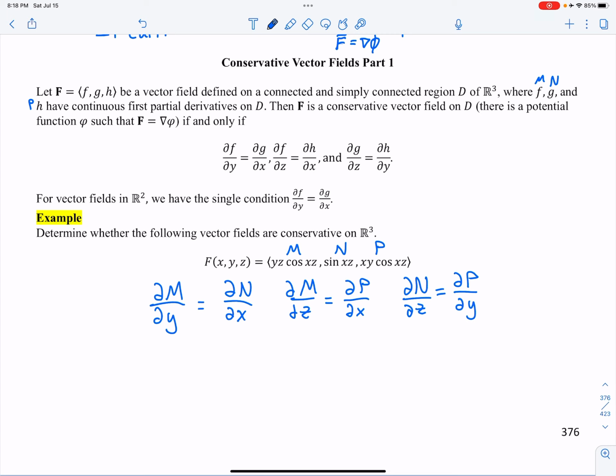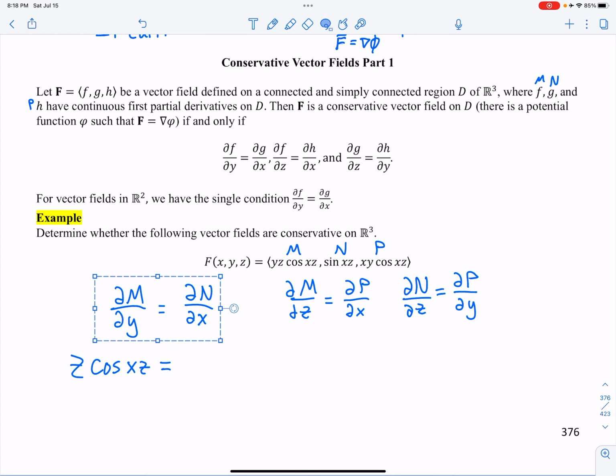Okay, M with respect to Y is going to be, I'm going to go over here and drag my stuff over. With respect to Y, the Y is just going to go away here. So this is Z cosine XZ. And now we're questioning, let me move this over. N with respect to X, that's going to be just a Z and then cosine because it changes, and then we keep our XZ. The Z out front came from the chain rule, taking this with respect to X. So that checks out there.